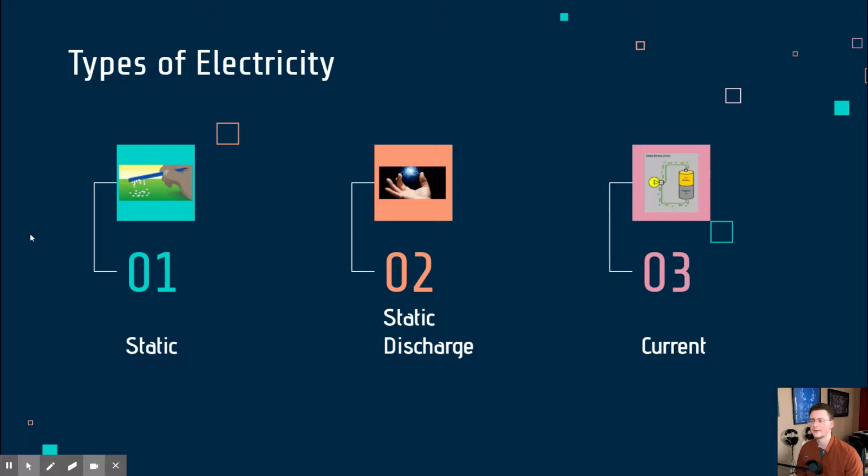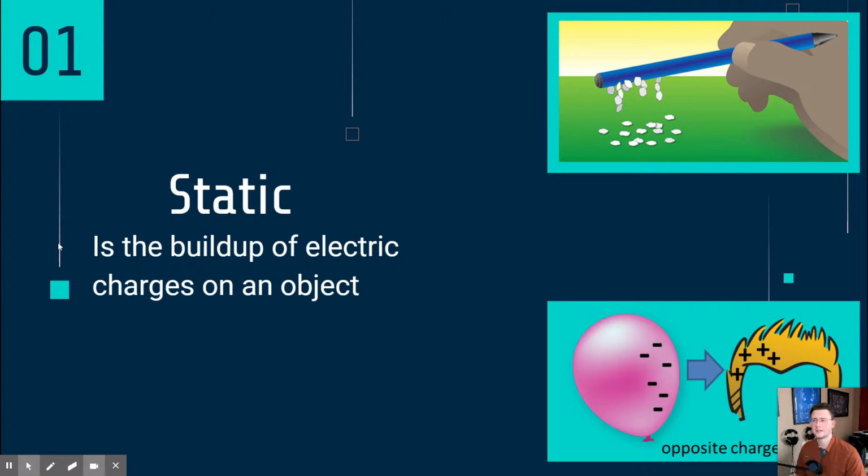So let's look at those types. There are three different types that we look at: static electricity, static discharge, which are similar but a little different, and then current electricity. Let's look at that first one. The first one, static, is the buildup of electric charges on an object.